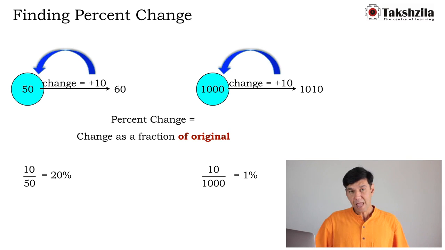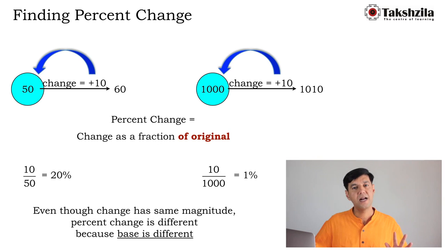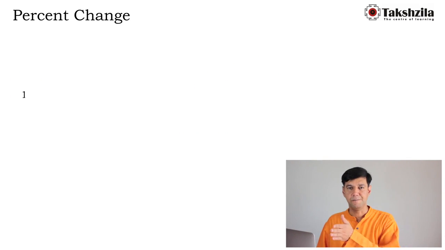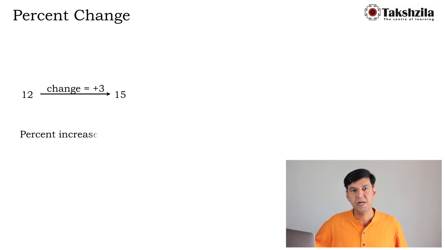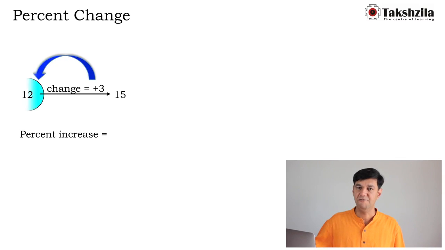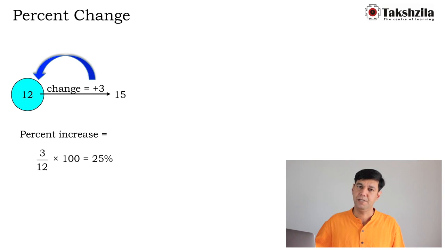Remember here the change is the same, 10, 10. However, the percentage change is different. Why? Because your base values are different. Another situation very common in exams is, let's say 12 has changed to 15. So the numeric change is 3. Let's say plus 3 because it's an increase. The percentage change is nothing but 3 by the original 12. 3 by 12 is 1/4. Keep it in fraction only. 1/4 is 25%, right? Should be in one breath.